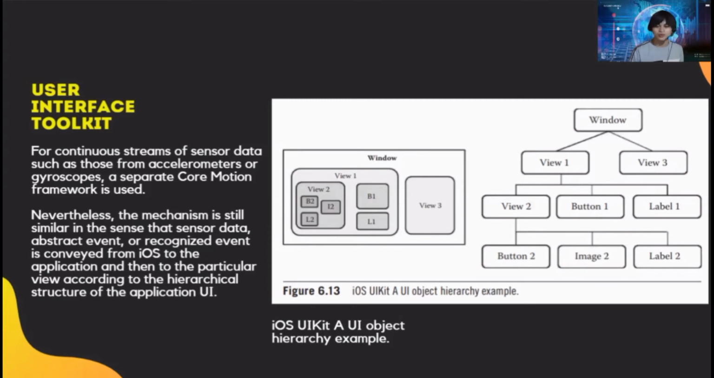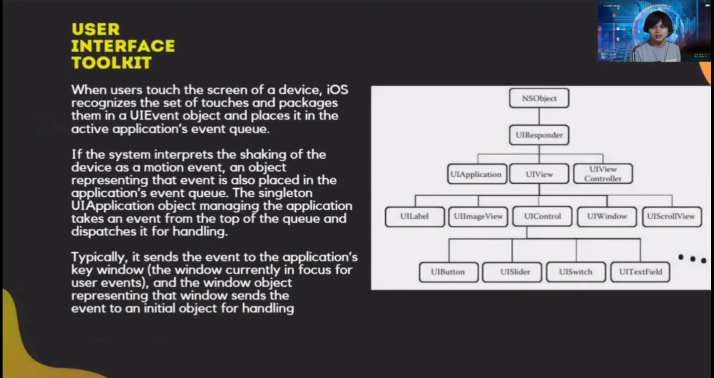Okay, so this is an example of an iOS toolkit, the iOS UIKit, a UI object hierarchy. There is a window, there's a view, there's another view, and there's a button of that view. Okay, that's just a sample. So next.